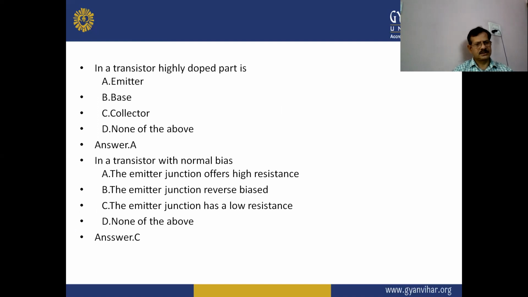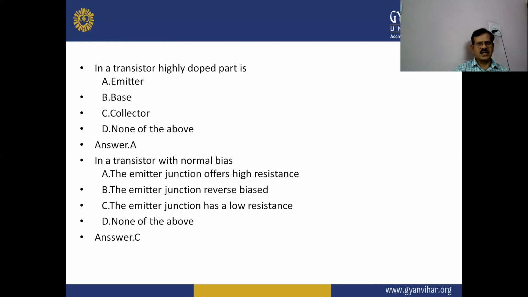Next, in a transistor, a highly doped part is, highly doped part in a transistor. Option A, emitter, option B, base, option C, the collector, option D, none of the above.